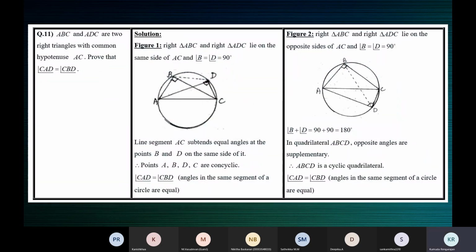We'll do this one and wind up the session for today. The rest of the questions in this exercise are numericals. The proofs we have completed now. With this, we'll complete.